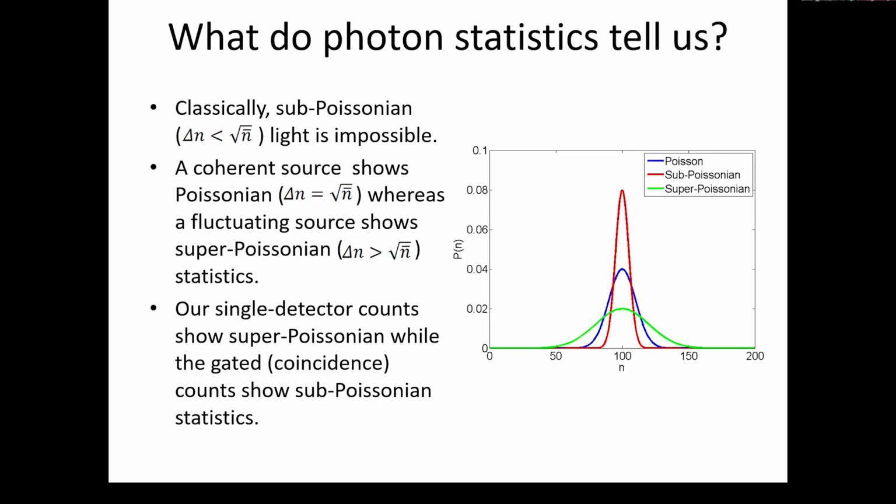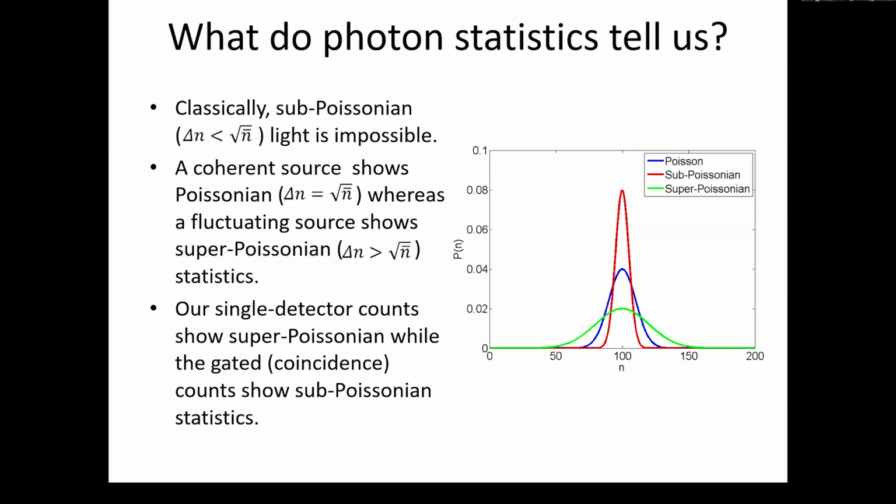A pure laser with no phase jitter, no phase noise will be Poissonian. However, if you have chaotic light sources, classical light sources like these LEDs or incandescent bulbs or the sunlight, the spread will be bigger than Poissonian sources. So this is called super-Poissonian statistics.